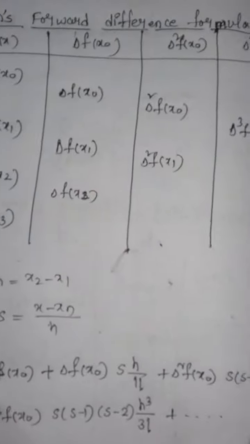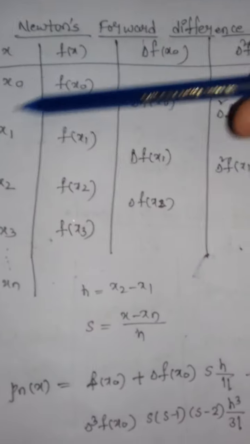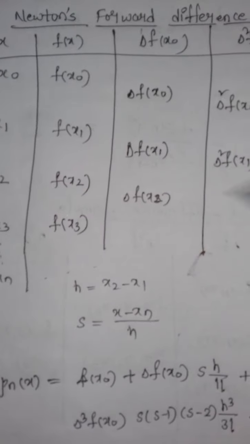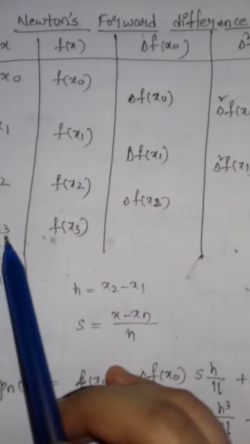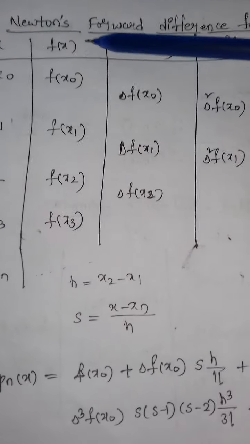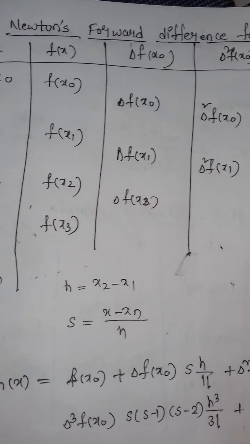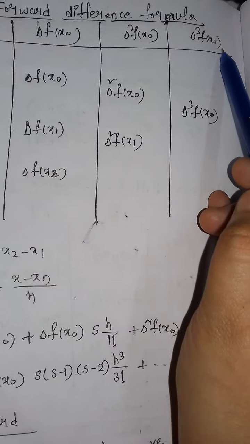Now we will go through Newton's forward difference formula. For the forward difference formula also, the values might be given up to xn, but some of the values up to x3 or x4 will be given to you. And now we need to find del f of x0, del square f of x0, del cube f of x0.